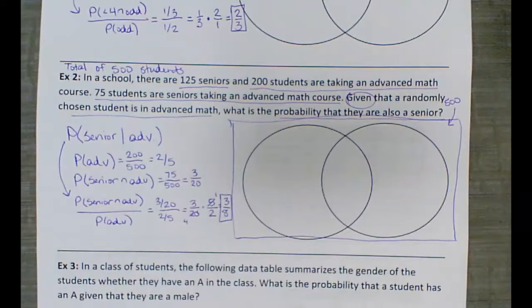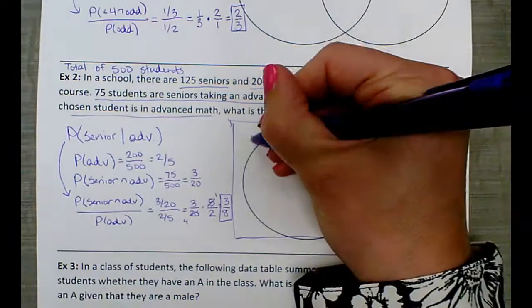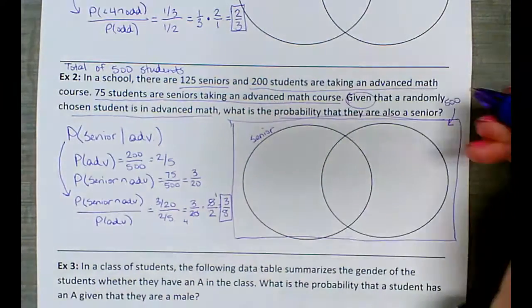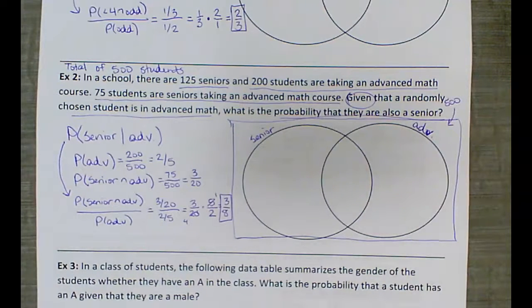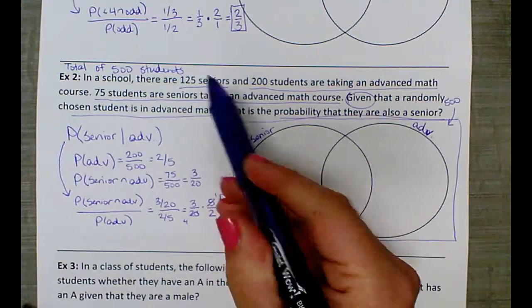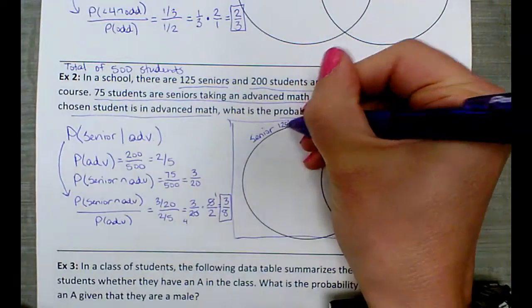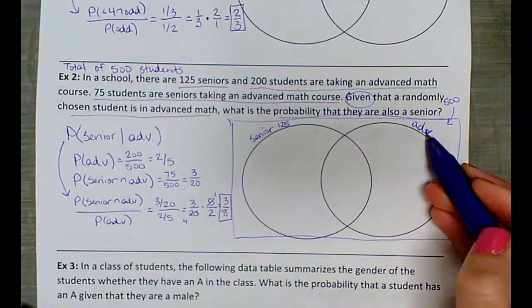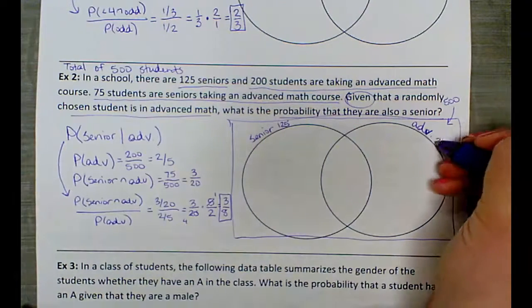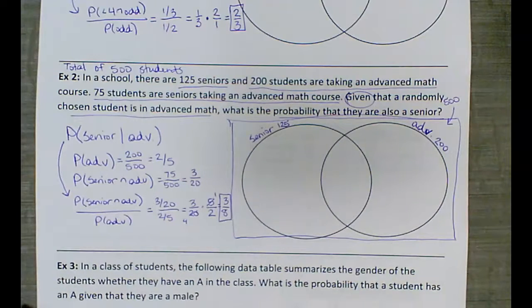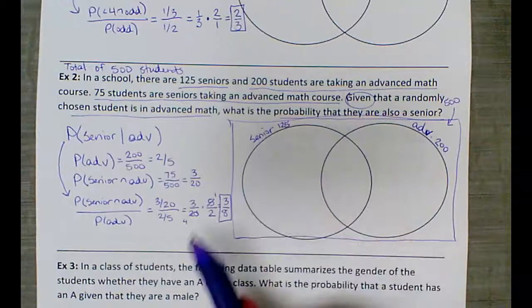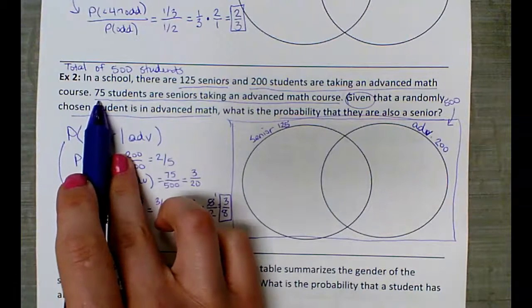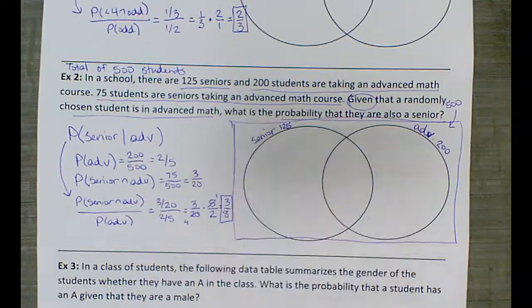Now, if I didn't use the formula and I just used the Venn diagram, my two events were that the student was a senior and the student was in advanced math. Now, the number of seniors, there were 125. The number of advanced math students, there were 200. There's a lot of students that were not seniors or in advanced math. They're kind of floating out here, and we're not really worrying about those right now. We did have 75 students that overlap, that they were seniors and taking advanced math courses, so I would put those in the middle.